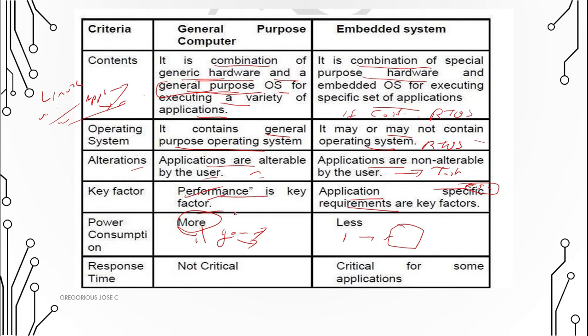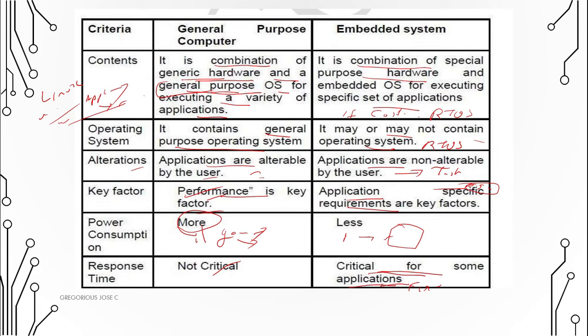Next, response time. For a general purpose system, the response time is not critical. The reason is, if you are performing a particular task and we want to get an output, we are not focusing upon the time. But in case of an embedded system, consider a fire alarm system as an example. If smoke or heat is detected, it should quickly respond with an alarm or quickly respond to its authority. Okay, so that should be responsive and it should be fast. So that's why it is critical for some applications.